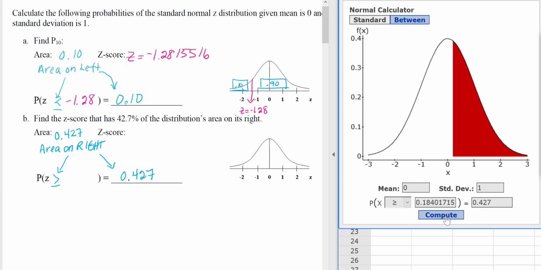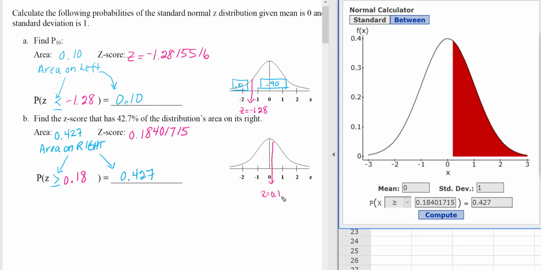And as you can see here, our z-score is 0.184011715. I'm just going to write a couple decimal places in here, 0.18. So that's how our probability statement looks. Our z-score is our answer though, so let me write this on the diagram here, 0.18.